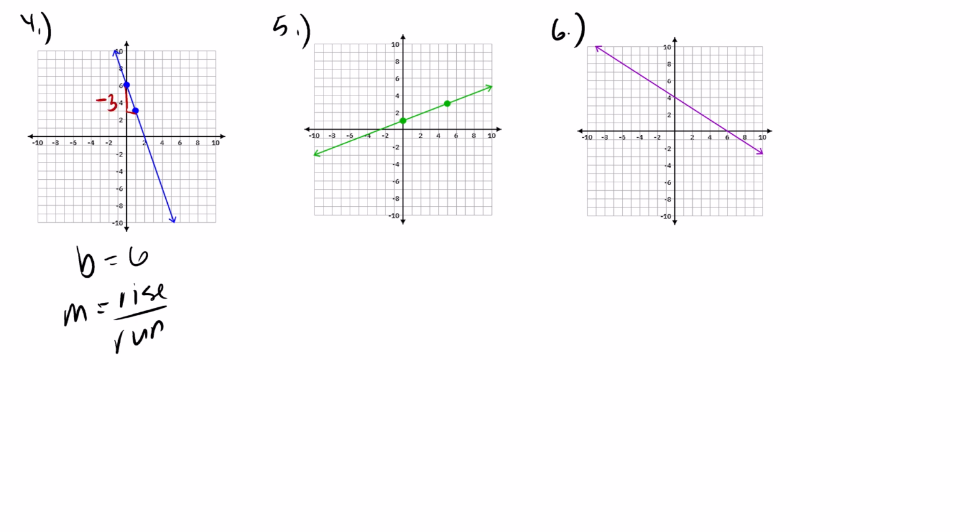So my rise is -1 at -3, and I'm going over to the right 1. So my slope would be -3 over 1, or just -3. And plugging that in, we'll get y is equal to -3x plus 6.